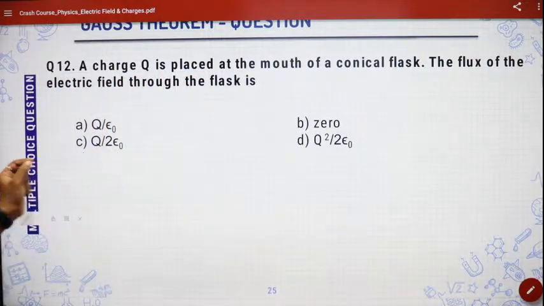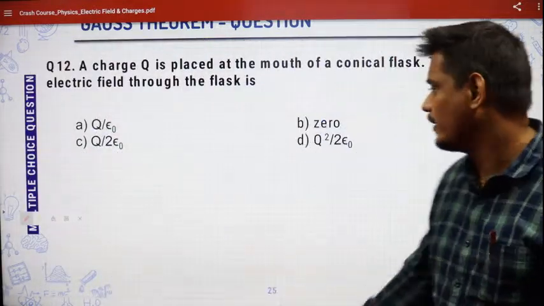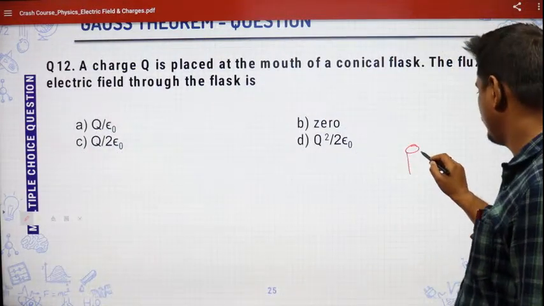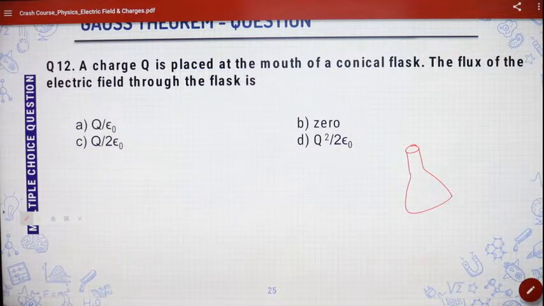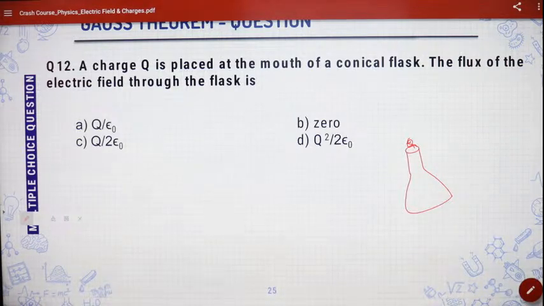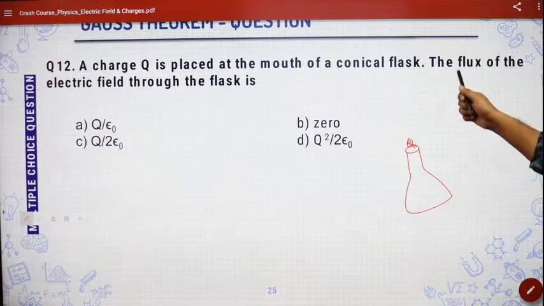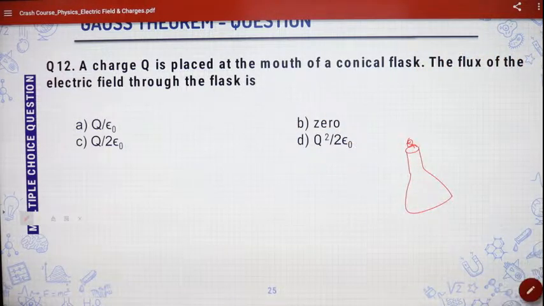The flux of the electric field through the flask is how much? So what they're telling, take a conical flask. By now, you know what a conical flask is. And they're saying in this conical flask, plus Q is present somewhere here. Charge Q is present on the mouth. So what is the flux of electric field through the flask? Through the flask, how much electric field is there?